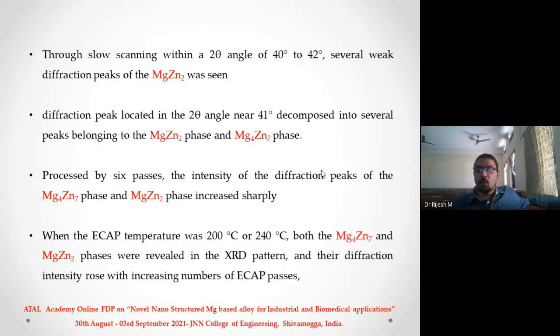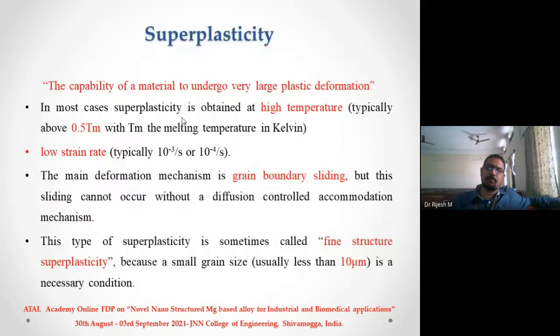So we really do not know which phases are going to come after each pass, each route and each rotation, which has to be experimentally found out. When the ECAP temperature was 200 or 240, both Mg4Zn7 and MgZn2 phases were revealed in the XRD pattern, and the diffraction intensity rose with increasing numbers of ECAP passes.